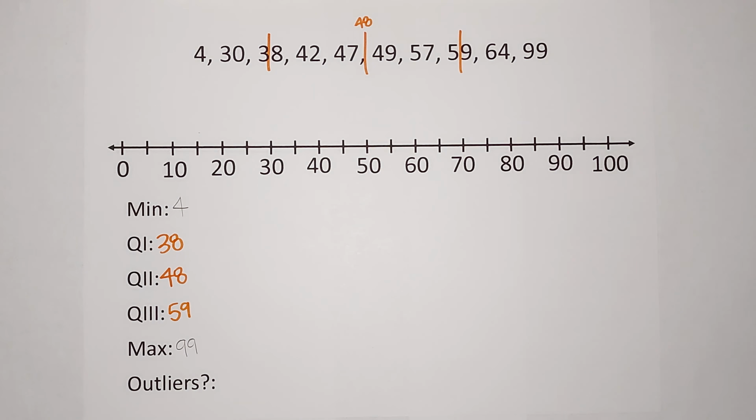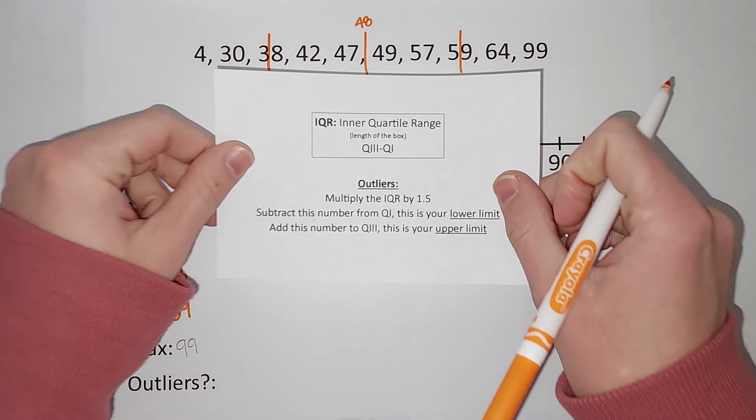All right, if this were just a normal box and whisker, I would just plot these and be done. But we're going to look for outliers. So what is an outlier? An outlier is a number that is so far from the other pieces of data that we like to represent it differently, okay? So first we need to figure out, are any of these outliers, are any of them far enough away? So in order to do that, we're going to use our interquartile range, okay?